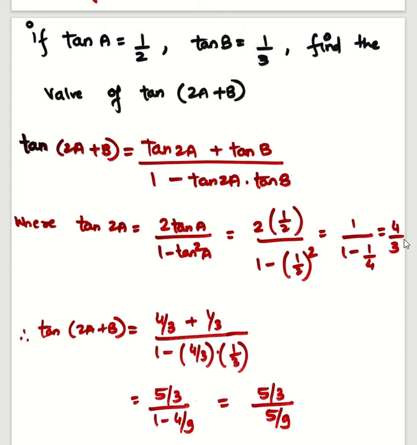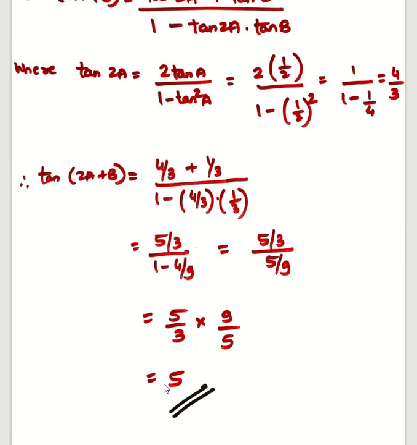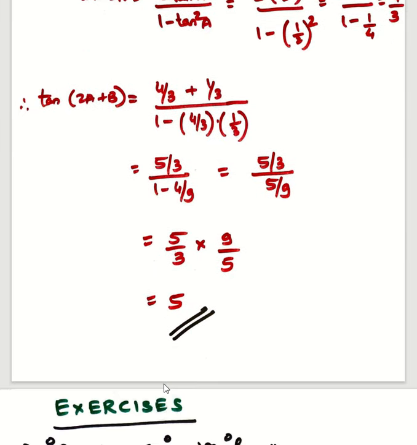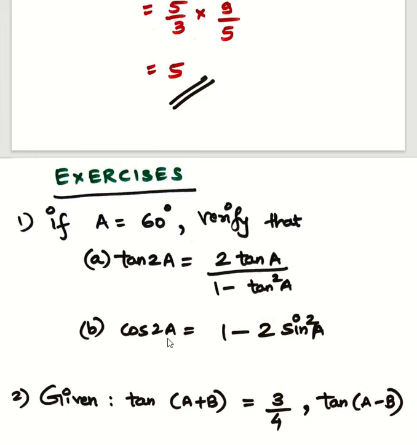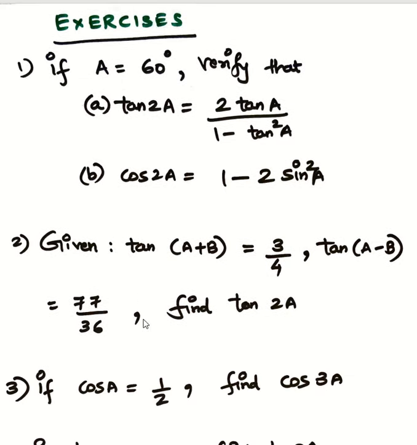And after that, you can use this formula, this one, and then replace tan 2a with 4 upon 3 and tan b with 1 upon 3. And then only you will get the final answer. That is nothing but what? 5. So here are some questions which you have to solve by yourself only.